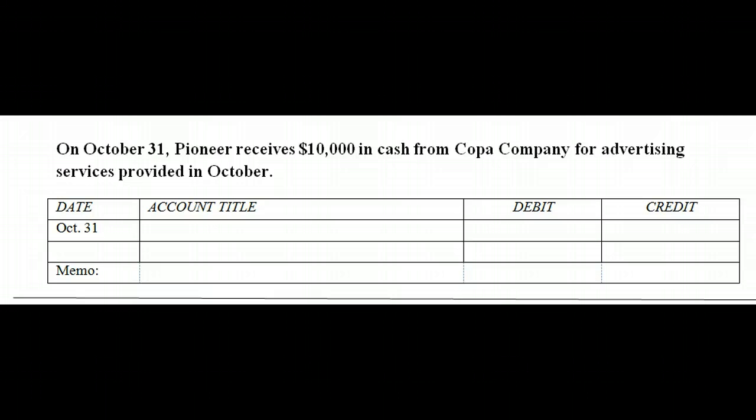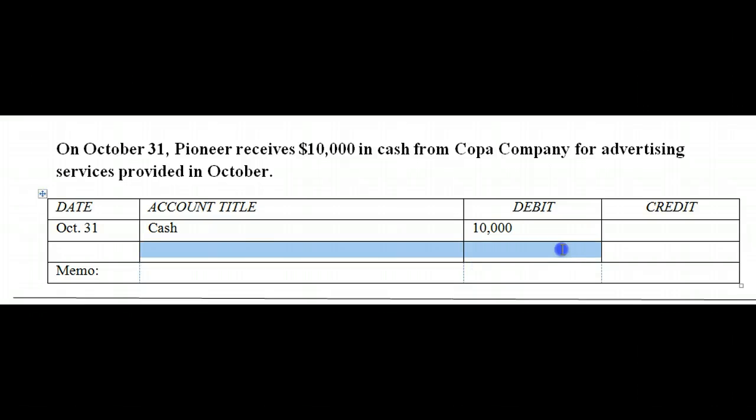On October 31st, we received $10,000 cash for work that we have done. Cash is an asset. Assets increase with debits, so that part is easy. The opposite of expenses is revenue.